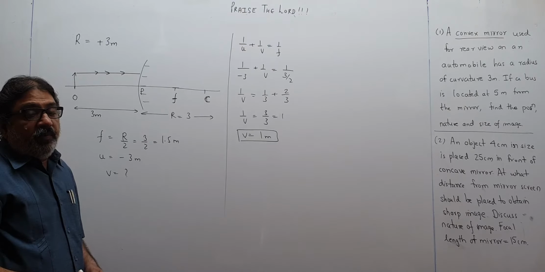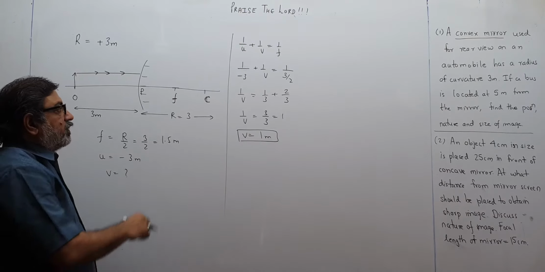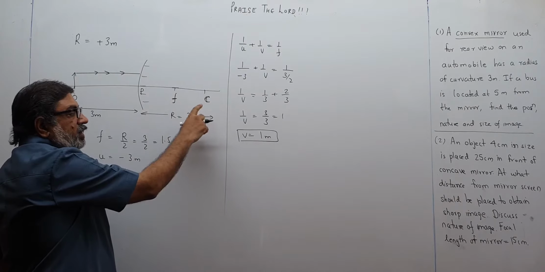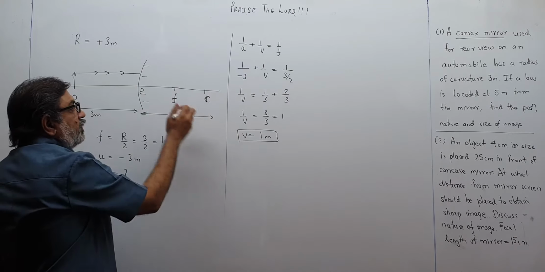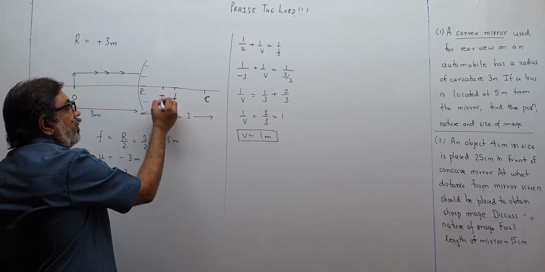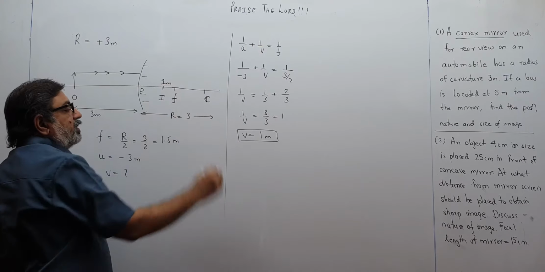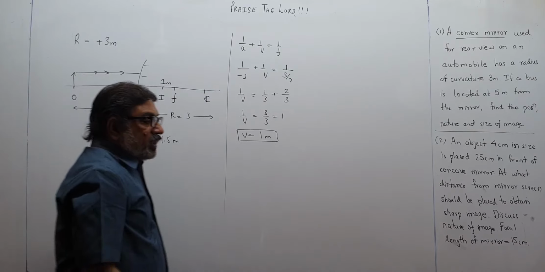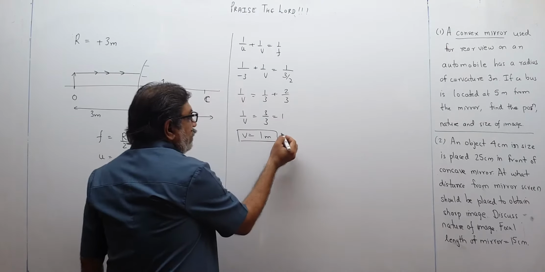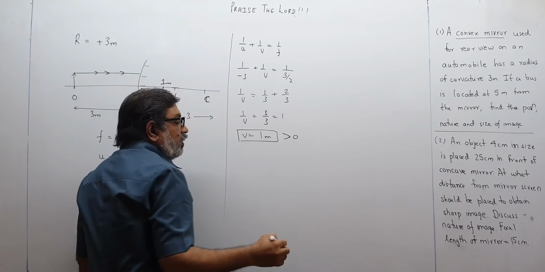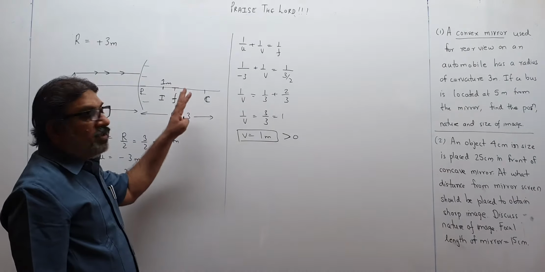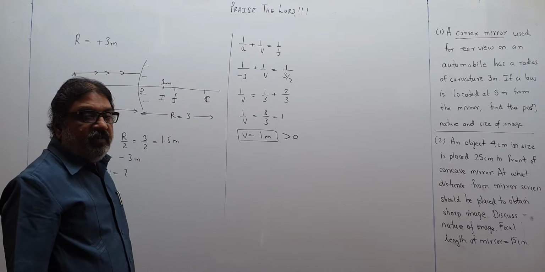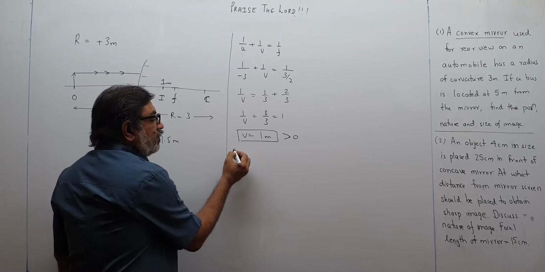Now V is coming out to be positive. So V is positive, that means image is somewhere over here. See, this is 3 meter, so this will be 1.5. This is 1, the image is somewhere over here at distance of 1 meter. Okay, so V is 1 meter, it is positive. I told you how to decide the nature of image. V is positive, that means image is on this side. So whenever V is positive, image is virtual.